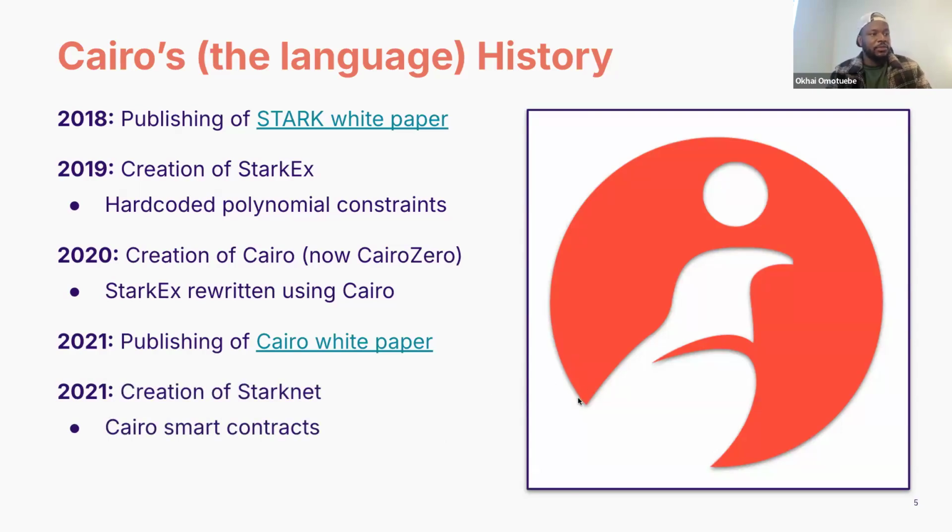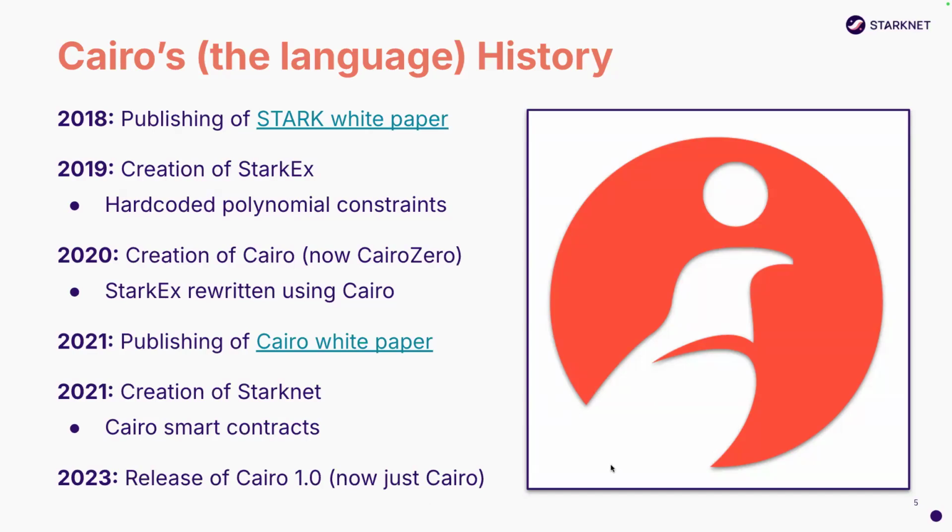Then in 2021, the creation of Starknet and Cairo smart contracts. You can write smart contracts using Cairo and Starknet. We're going to go over this next week, but I'll send resources if you're interested in getting introduced, also at the end of this class. And in 2023, the release of Cairo 1, which is now just called Cairo, which is what we'll be working with today.